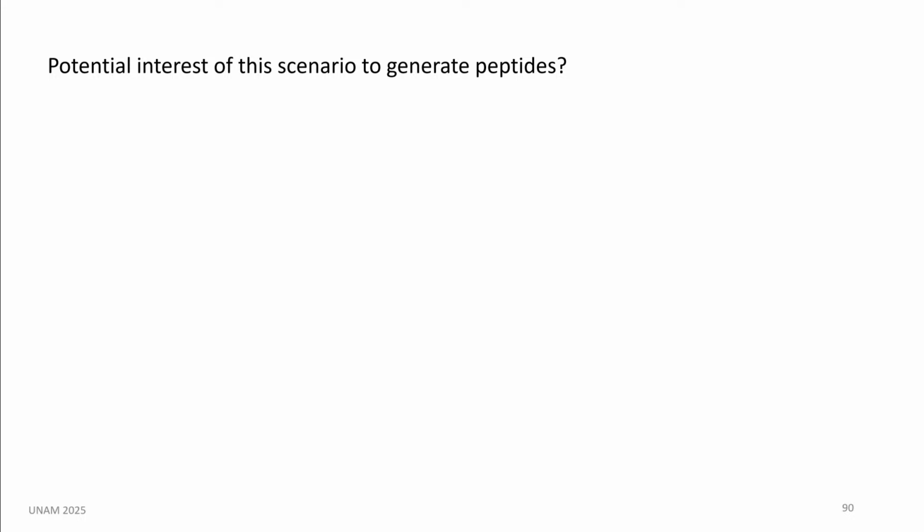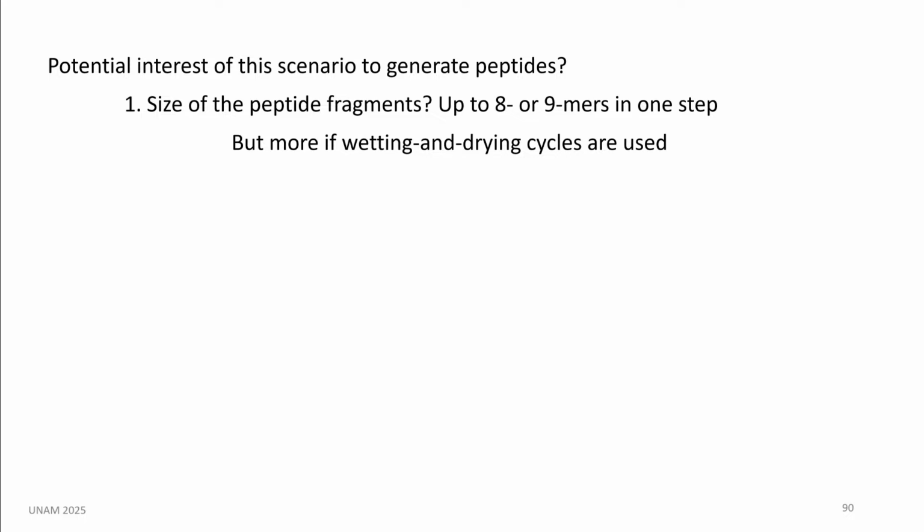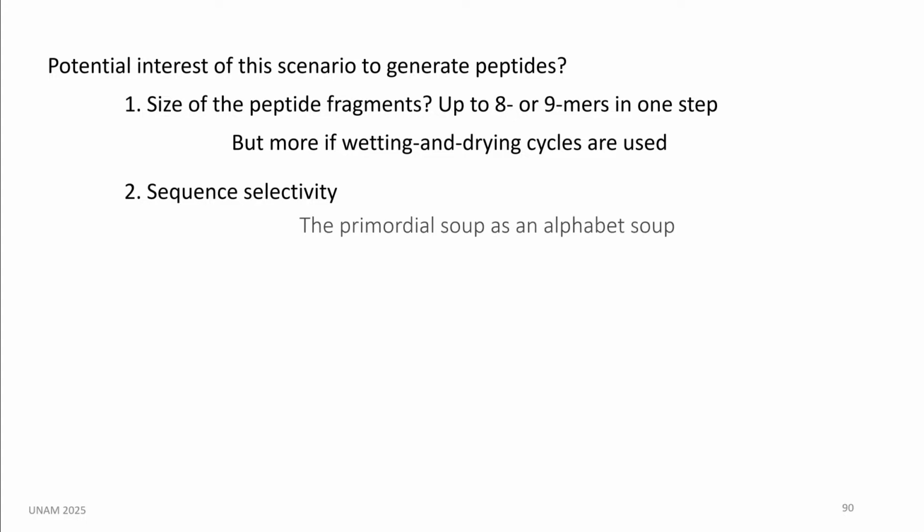Can it really be used to explain how peptides came to be? First, can it make long peptides? Well, I think that the best result so far in one step is to go to 8 or 9 monomer long peptides. And they would not be the majority species too. But if you apply successive wetting and drying cycles, for reasons that are slightly more complicated, you can improve things. So we believe that indeed this scenario can be used to make peptides long enough to be useful, to carry out something useful.